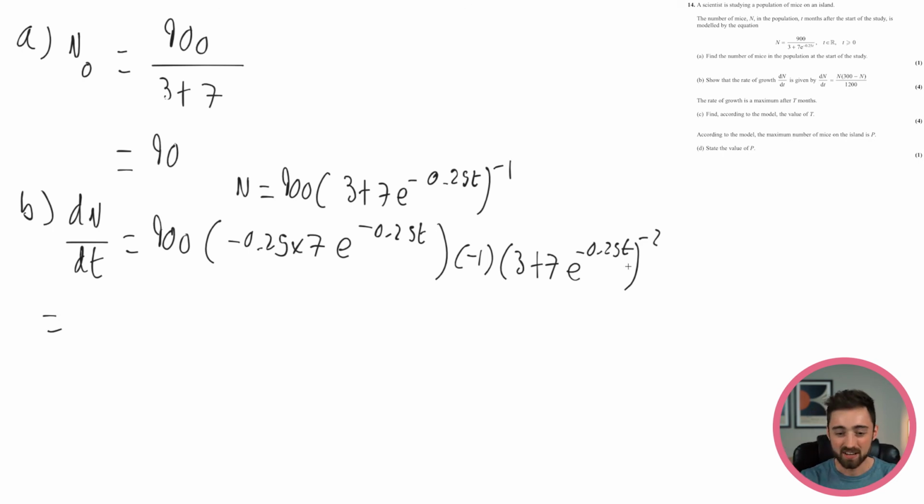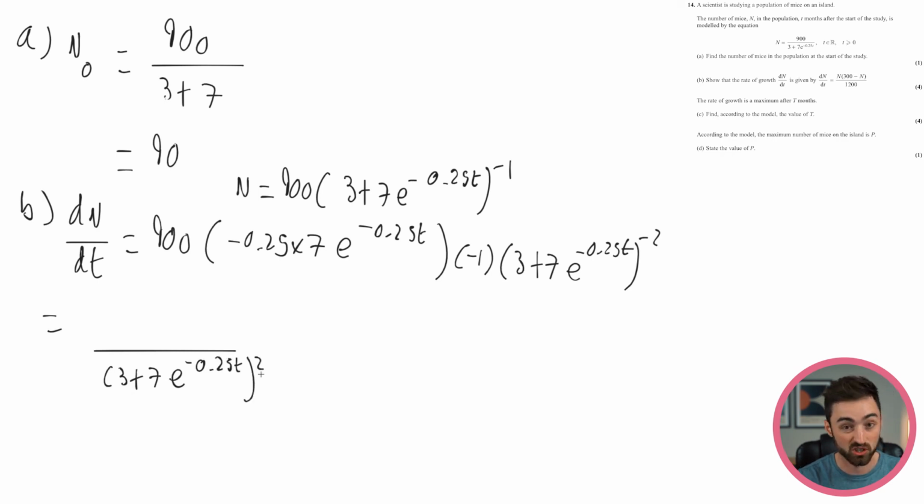Few things happening. First of all, this is a power of the minus 2. So what I'm actually going to want to do is put it on the bottom. So this is just the same as 3 plus 7e to the minus 0.25t all squared on the bottom. Got a negative here and a negative here, so they're going to cancel, leaving me with 900 times by 7, and then times by, let's put it in as a quarter. I prefer fractions. So this is going to be a quarter and then e to the minus 0.25t. And I think that's everything.